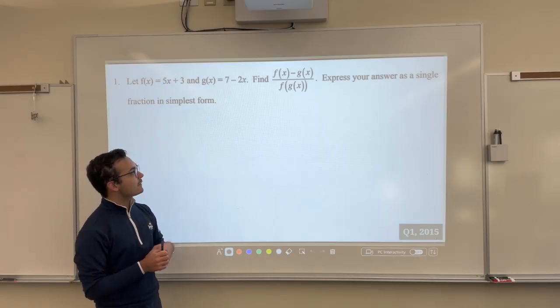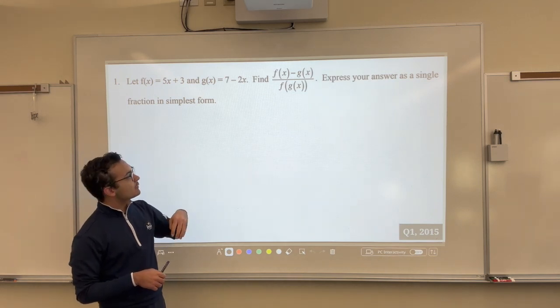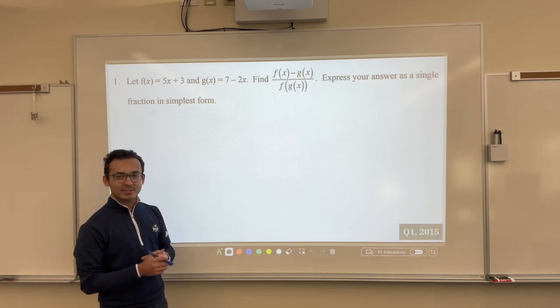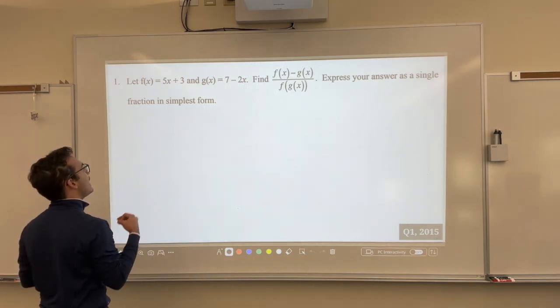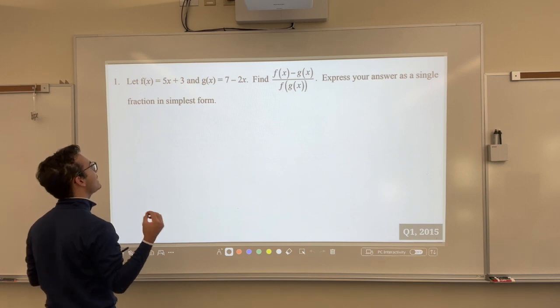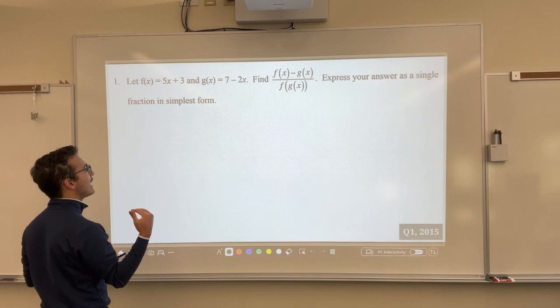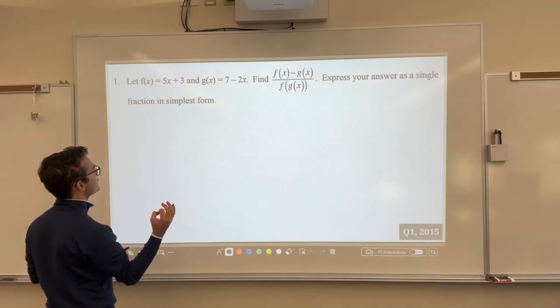Alright, this one involves a compound function in addition to some function subtraction. So this one is a little bit funkier than the last one, but this is starting to get into why this section is called functions. So let f of x equal 5x plus 3 and g of x equal 7 minus 2x. Find f of x minus g of x over f of g of x. Express your answer as a single fraction in simplest form.